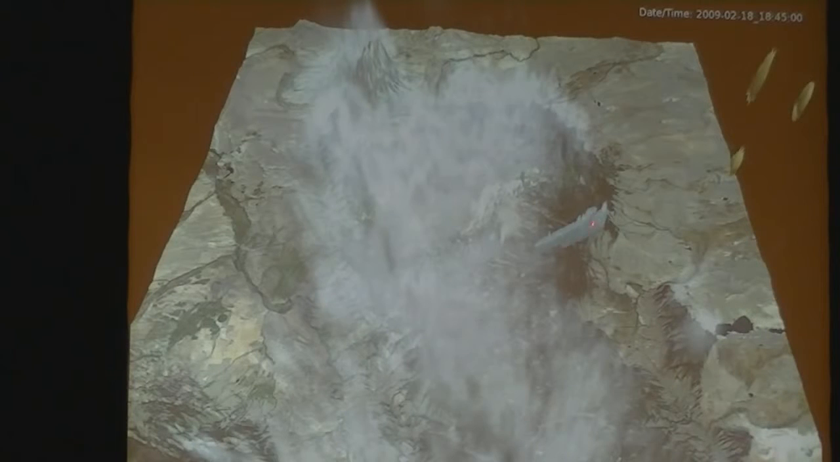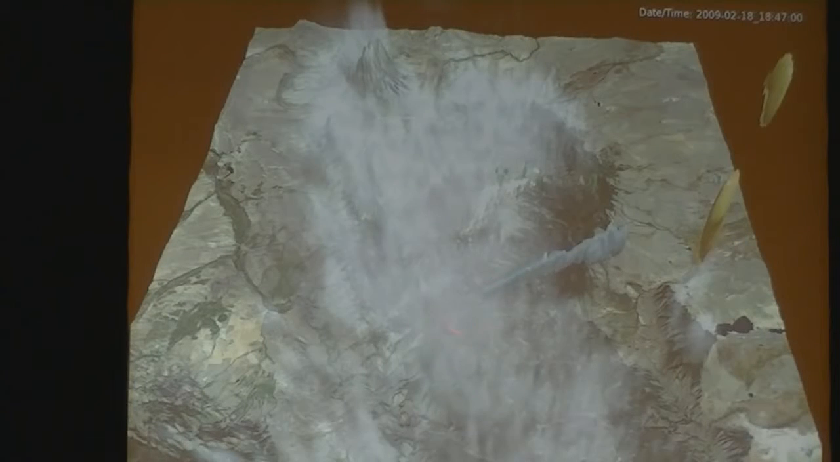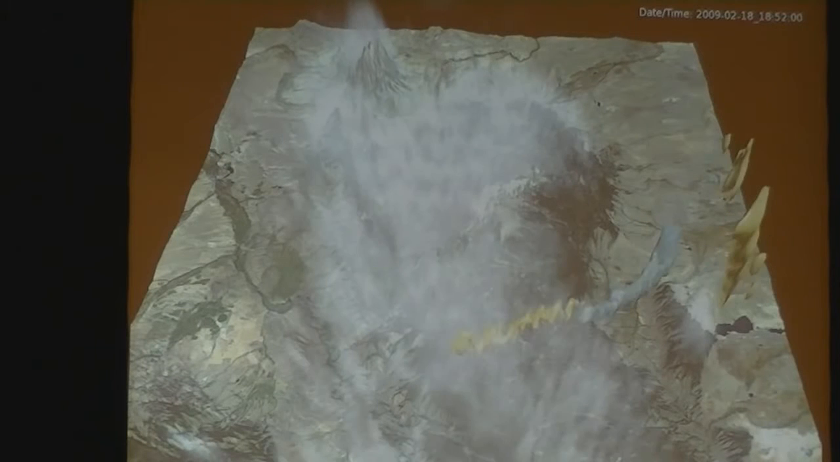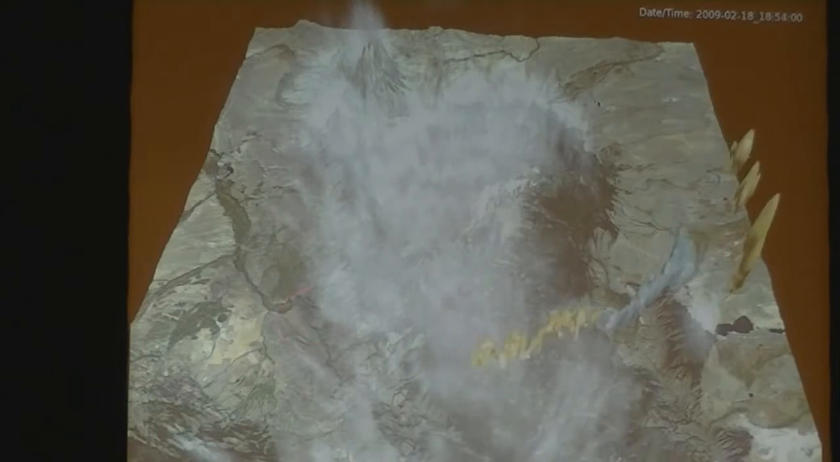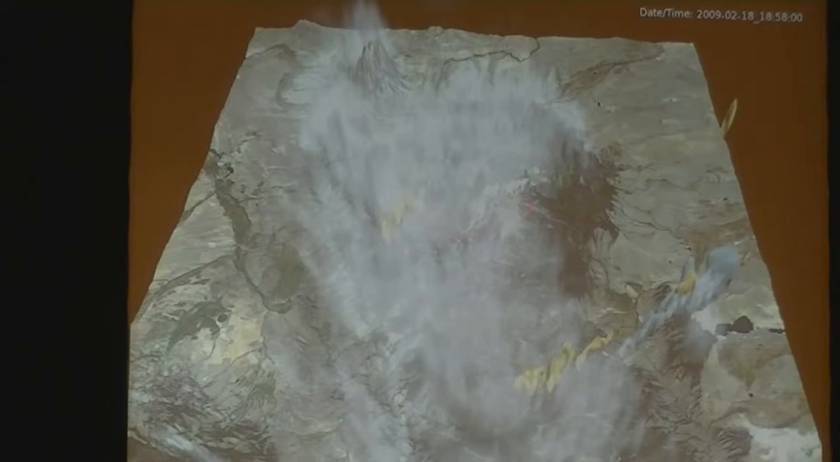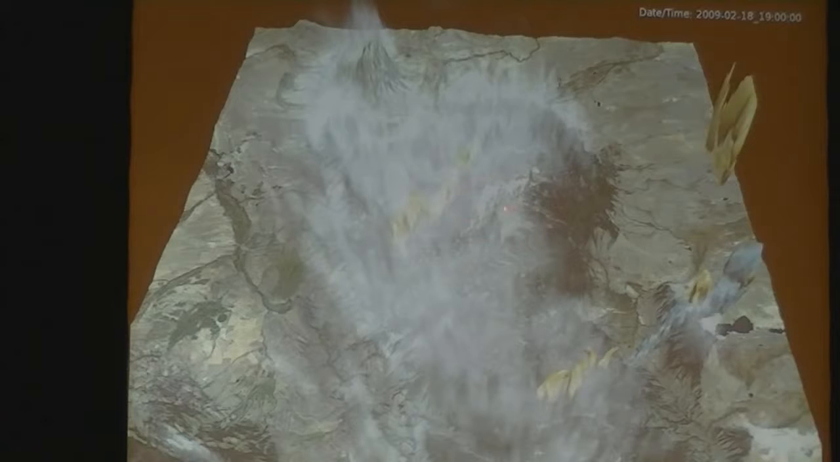Here we go. So there's silver iodide. In this area of cloud water, you'll start to see the yellow start to form. That's the ice crystals being nucleated by the silver iodide. Same thing happens up here in the northern portion. And some of that does get converted into snow as well.